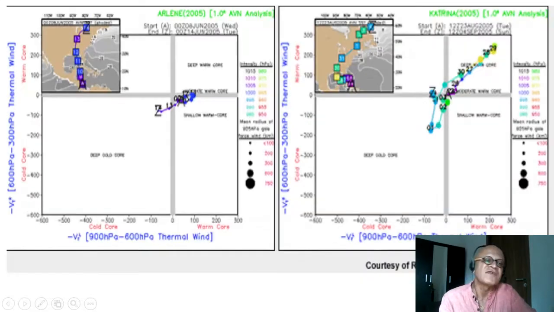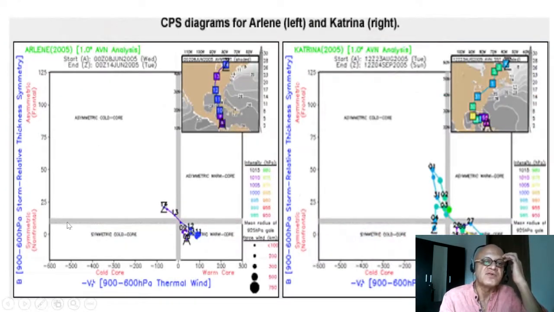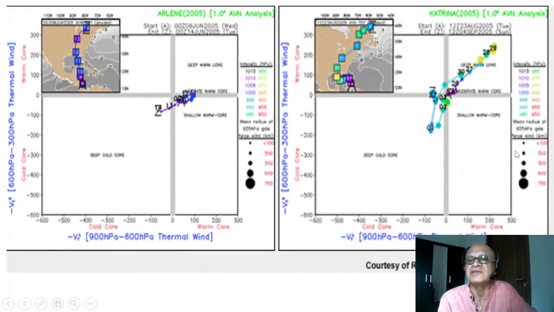The other part of this cyclone phase diagram is to look at the lower, and so this is the lower 900 hectopascal to 600 hectopascal thermal wind, and this is the upper thermal wind from 600 to 300. And again, you can see that Arlene, much weaker, evolved basically around the center of the phase space. So obviously here we have 0, and then the axis here is not on the 0 of the storm relative thickness symmetry, but nonetheless it stays close to the origin, whereas this one covers the phase space much more broadly, and the same thing here.